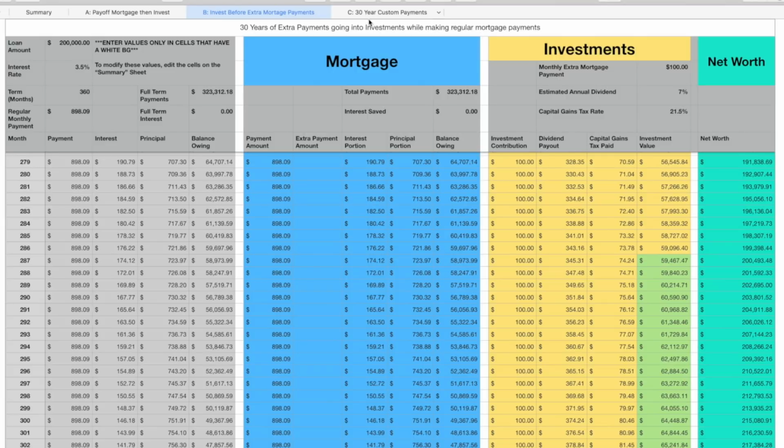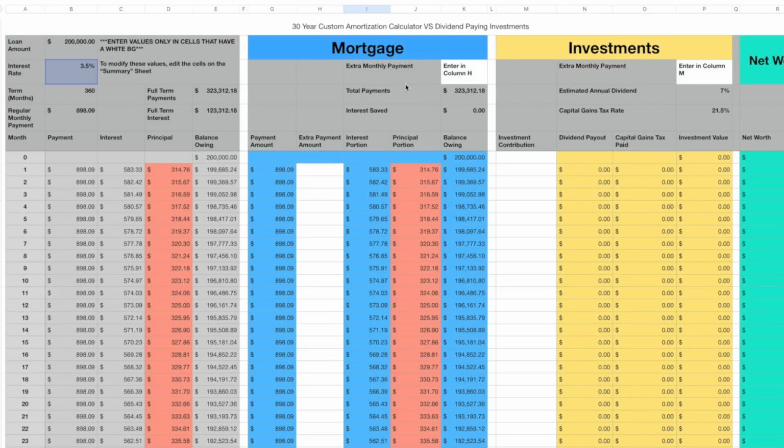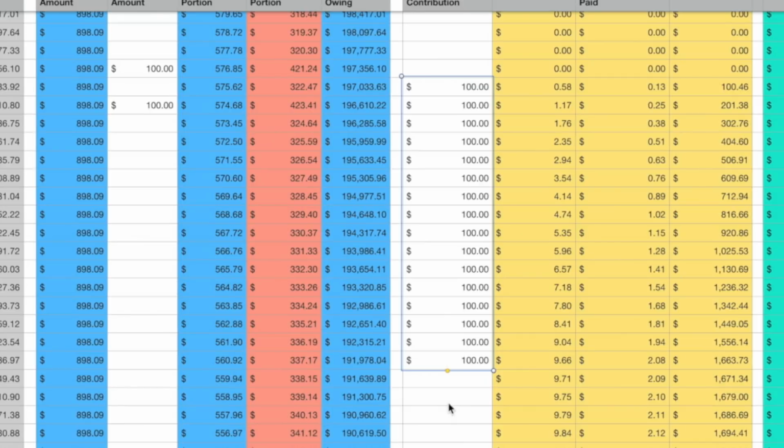Now the third chart is really custom. There's only a couple of entries that you can do. So the numbers in this top left corner are pulled from that summary sheet. So the only thing you can do is enter money in each individual month. So you can just put in $100 here, and you can say, okay, well, what happens if I put $100 here and I put $100 here? Or maybe I want to alternate. You can do custom things.